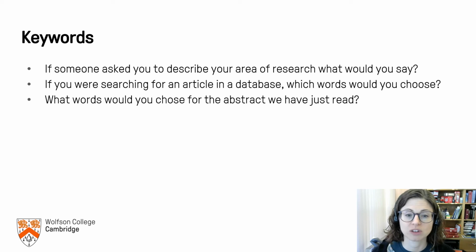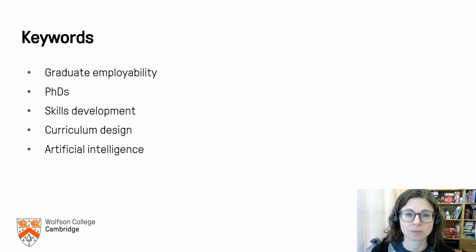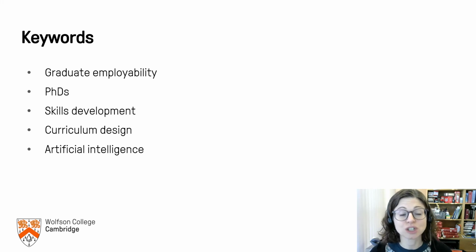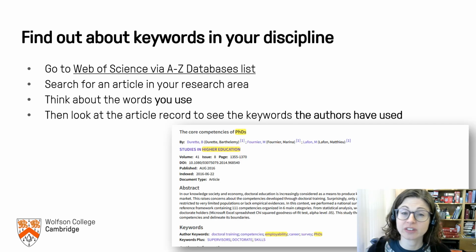So we could just think about the article, the abstract that we've just read, and we could think about the keywords that we could use for that. So these are some that jump out at me: the idea of graduate employability, not just any graduate, specifically PhDs. Skills development, we're looking at changing the curriculum, and we're using AI to do that. So those would be some that would jump out at me, but you might come up with other keywords as well.